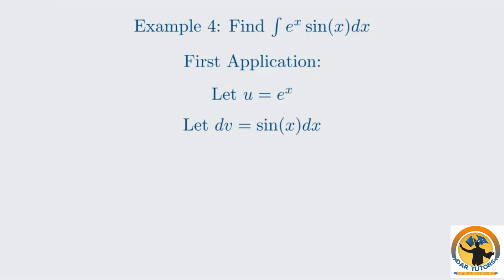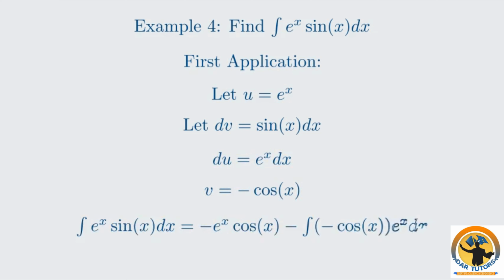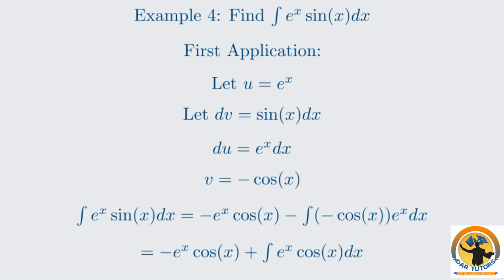Differentiating u and integrating dv gives du equals e to the power of x dx and v equals negative cosine of x. Applying the formula, we get the integral is equal to negative e to the power of x cosine of x, plus the integral of e to the power of x cosine of x dx. Notice that the new integral is similar to the original one, but with cosine instead of sine. This is a sign that we need to apply integration by parts again.